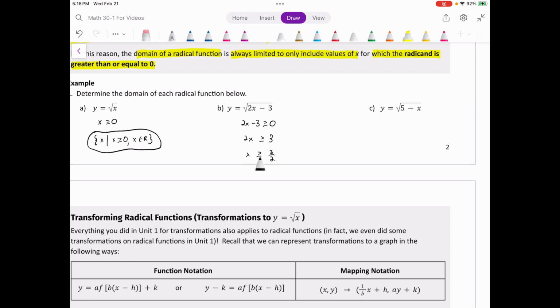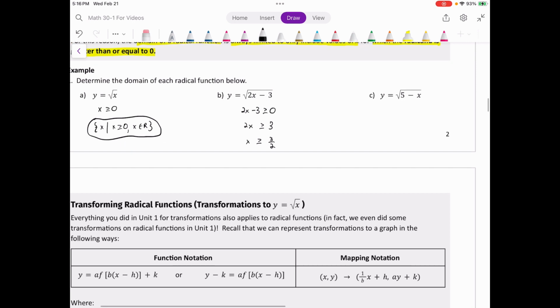If x was 1, you could see we'd have 2 times 1, so 2 minus 3, which would be negative 1, and we'd be taking the square root of negative 1, which wouldn't make any sense. So see what I mean? It's not just that if there's an x in there, x has to be greater than or equal to 0. Overall, the entire radicand needs to be greater than or equal to 0.